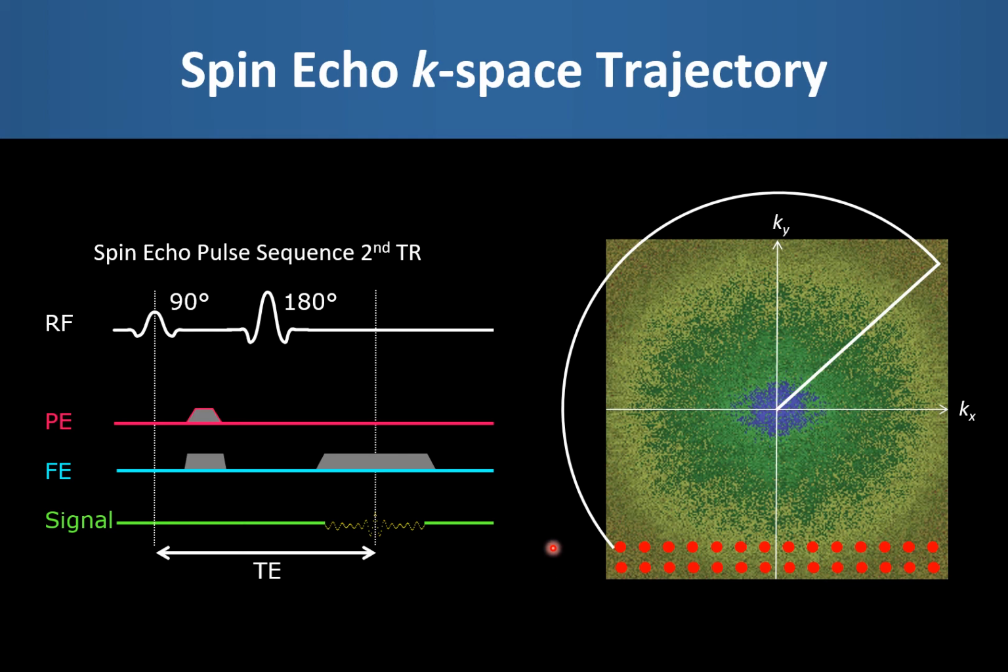The whole process is then repeated KY number of times so that the whole of K-space is filled. And once we have filled all of K-space, then we can perform the 2D inverse Fourier transform to reconstruct the image.